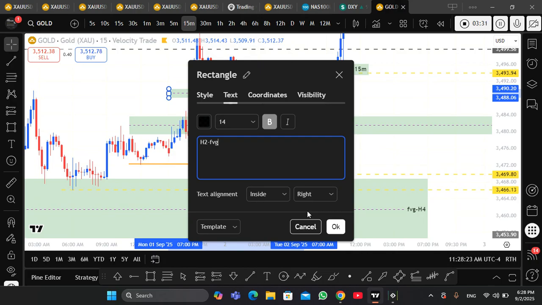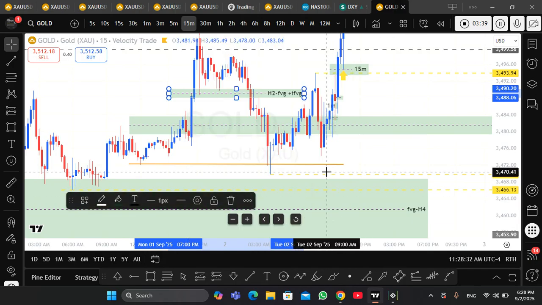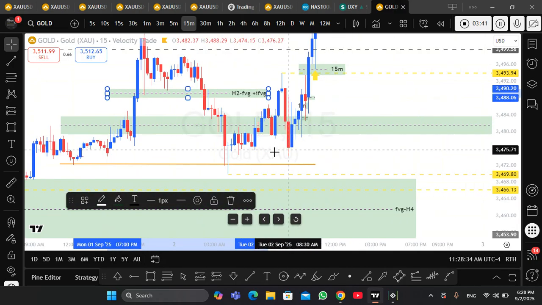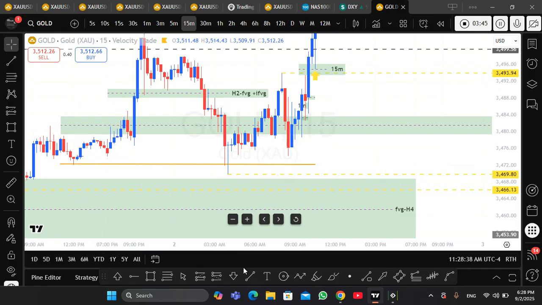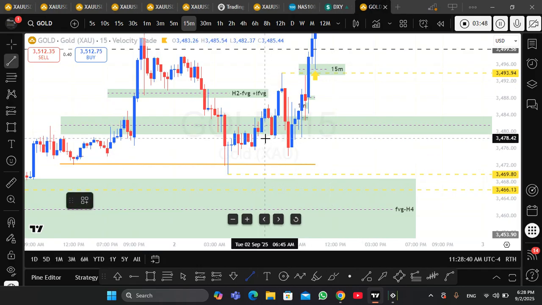Okay, plus an inverted fair value gap, not only an inverted fair value gap: fair value gap and inverted fair value gap. The market, when it trended to this area, then moved downward and made a market structural shift. This is a market structural shift.